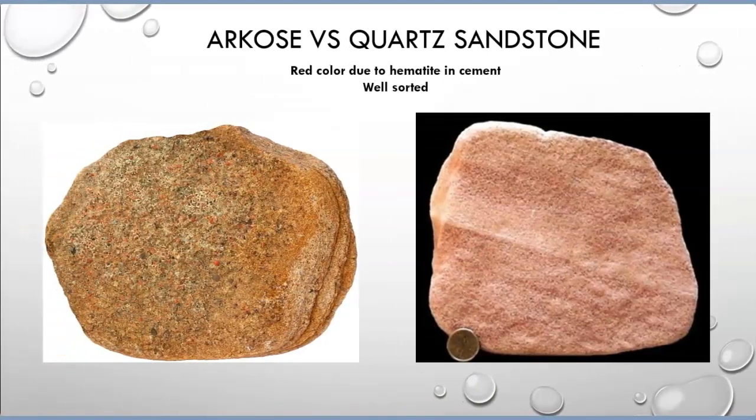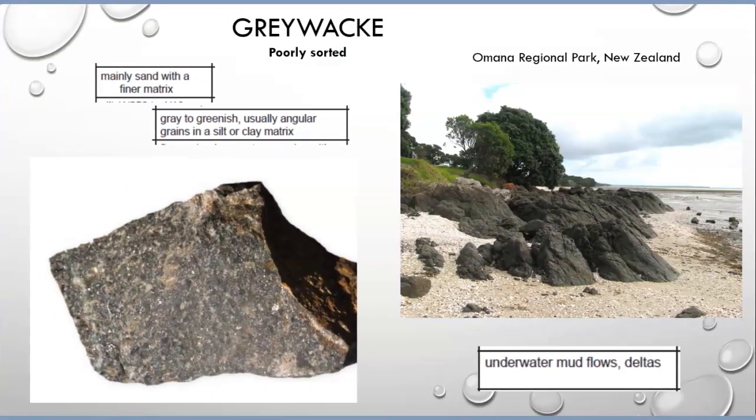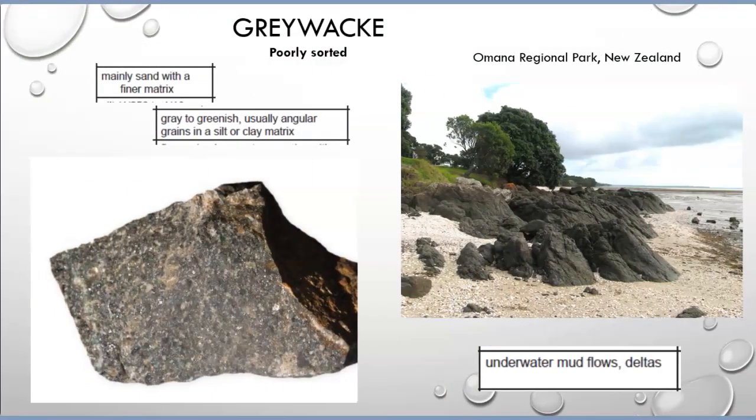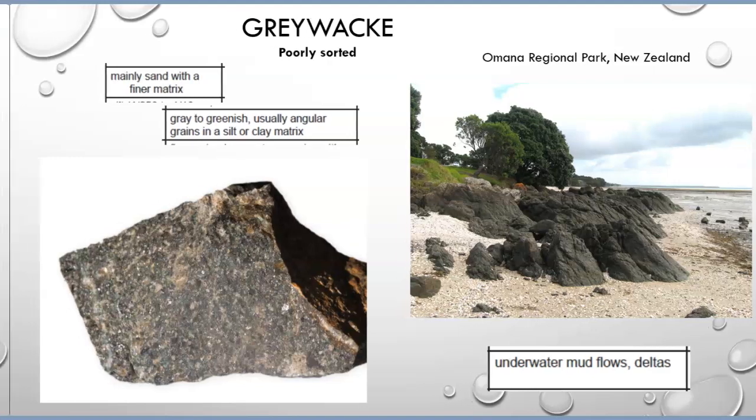Here's a great photo showing the difference between the two. Notice how the textures are slightly different? We use those differences to help us again understand the environment of deposition, which in turn helps us understand the history of the location. Here is Greywacke. It's a poorly sorted sandstone with angular to subangular clasts. These are often indicative of an ancient underwater landslide known as a turbidity current.